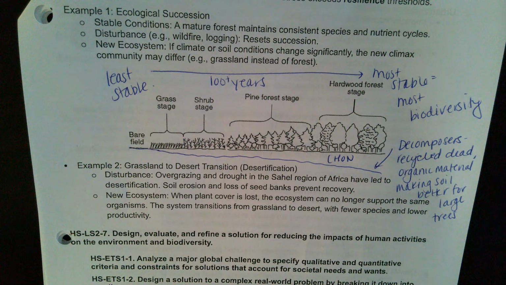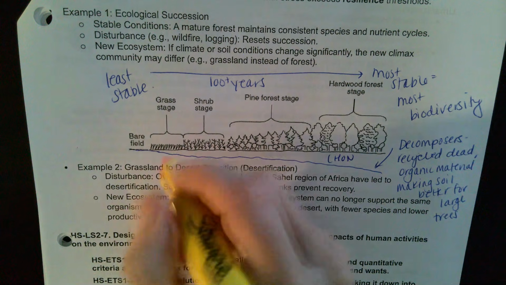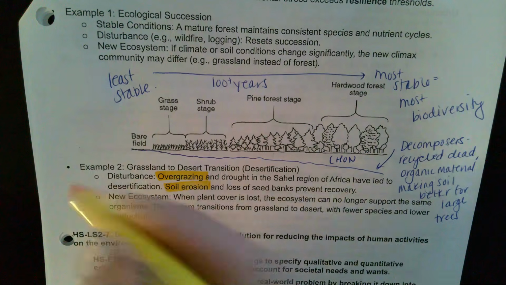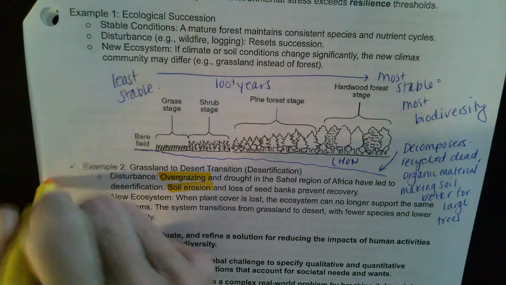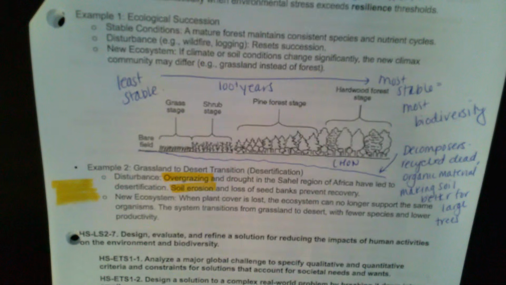When plant cover is lost, the ecosystem can no longer support the same organisms. This system transitions from grassland to desert with fewer species and lower productivity. Right, overgrazing and soil erosion. I'm just going to write this on the side. But these leads to less nutrients in the soil, so plants can't grow.